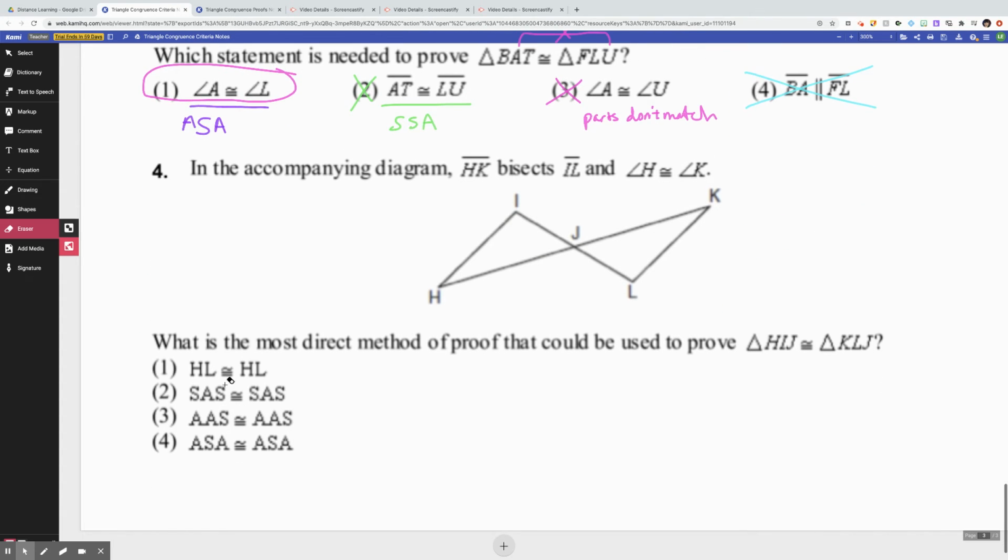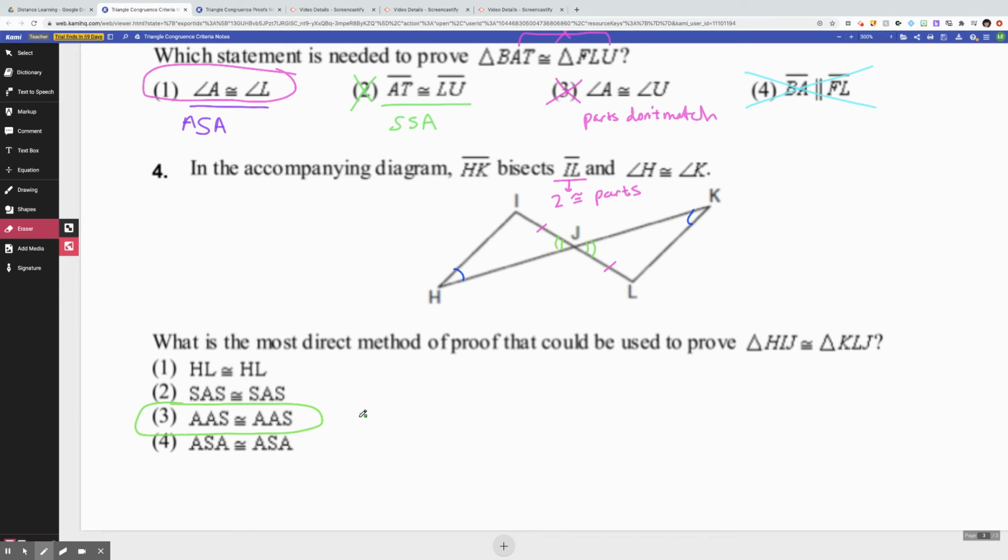Okay, so in this last one, I want you to give this one a try on your own and see if you can figure this one out. Keep in mind that they are talking about a bisector here. HK bisects IL, so that means you're going to have two congruent parts here. Take the information they have here and mark the diagram and see if you can figure out which one of these would be the most direct way to figure out that these triangles are congruent. Check back with me in just a moment to see if you got your answer correct.